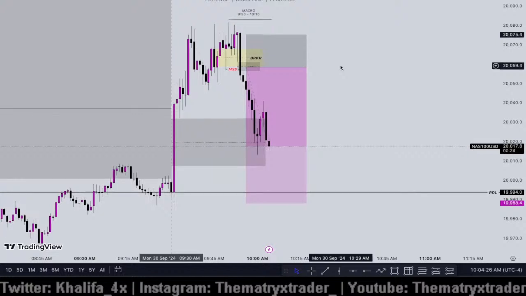Now, you need to understand that this is not a signal service. I'm just doing my analysis, and you need to watch the price action on your charts as well. When you see what I'm marking out on my charts, you're going to see the same thing on your charts, and you can take the entries as well. This is how you can keep up with my entries and my trades.